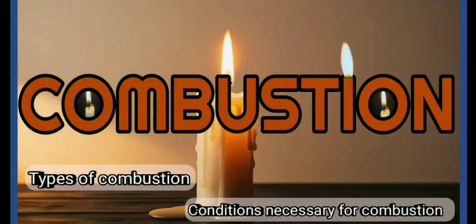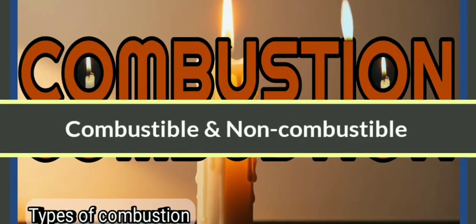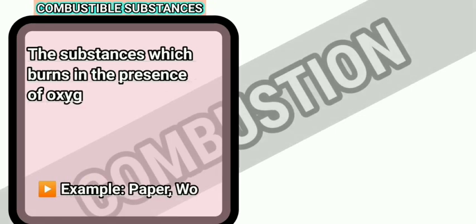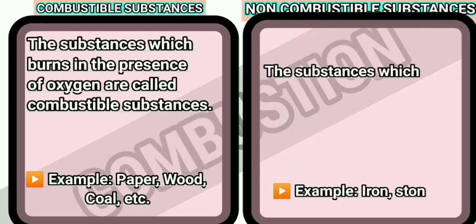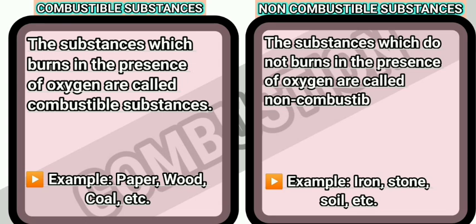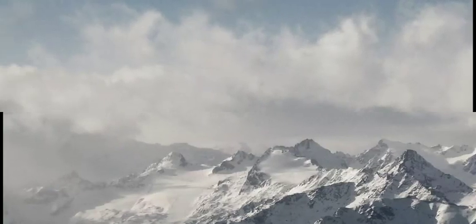This is why all substances are categorized into combustible and non-combustible substances. We can say that substances which burn in the presence of oxygen and produce heat and light are called combustible substances. And the opposite of this, substances which do not burn in the presence of oxygen are called non-combustible substances.